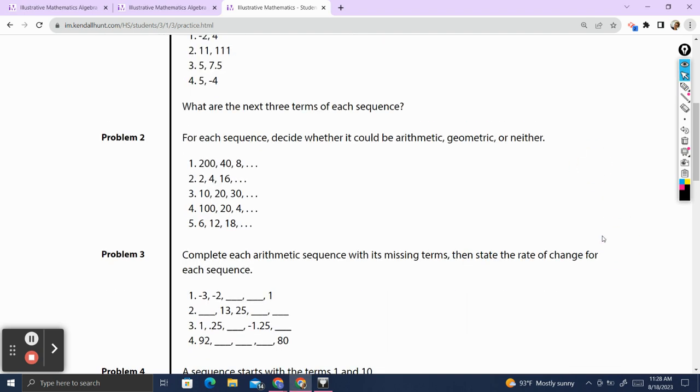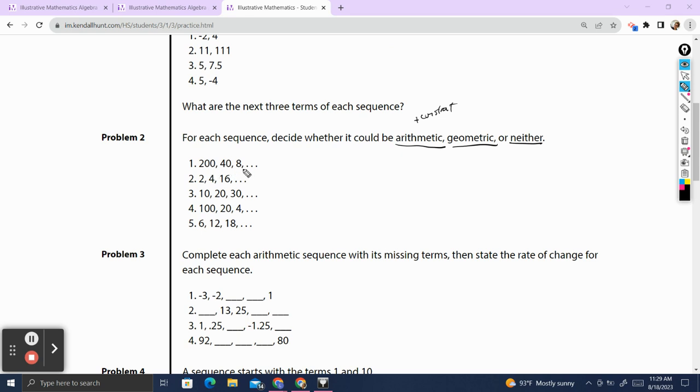For each sequence, decide whether it could be arithmetic, geometric, or neither. So arithmetic, we're going to add a constant. Geometric, we are going to change by the same ratio. The easiest way I like to think about it is that each term is multiplied by the same number over and over again. Neither means we're not arithmetic and we're not geometric. So let's think about it.